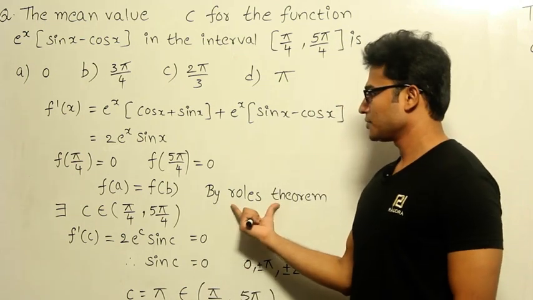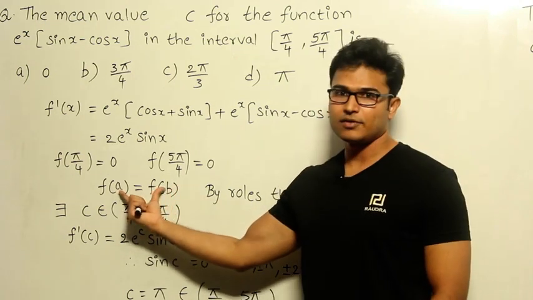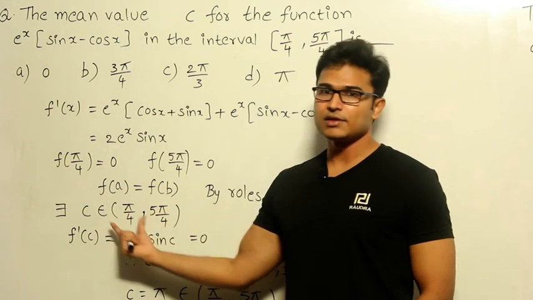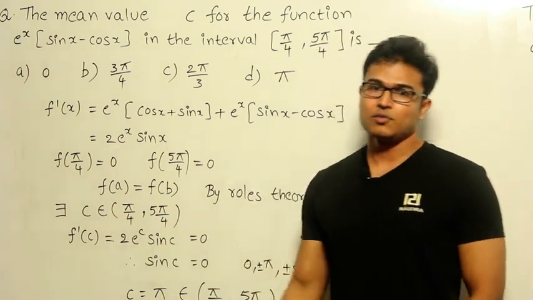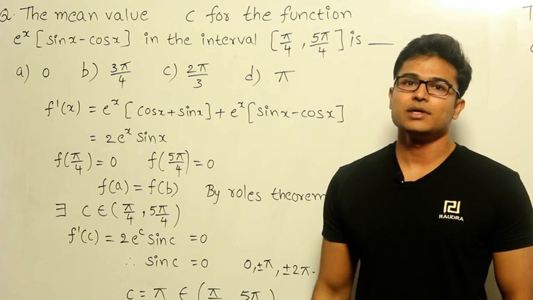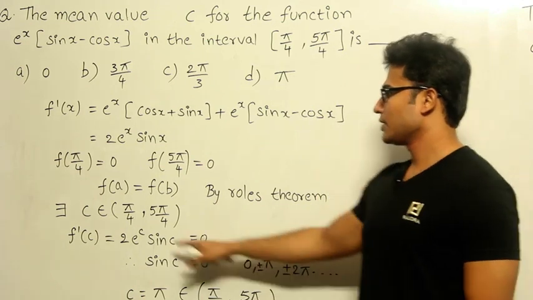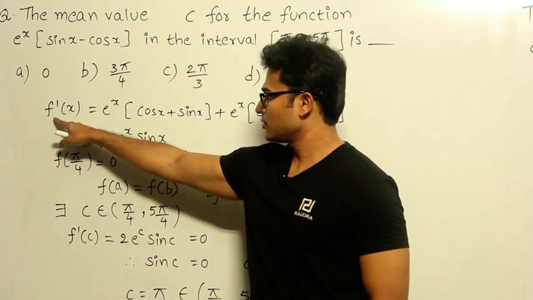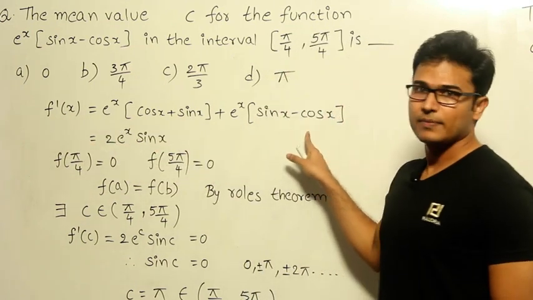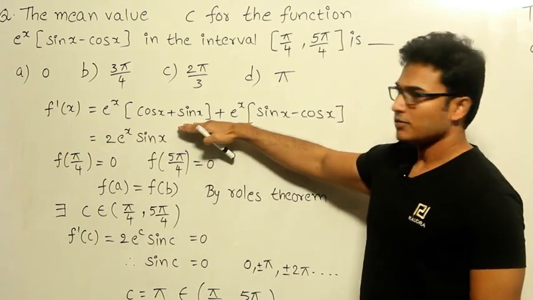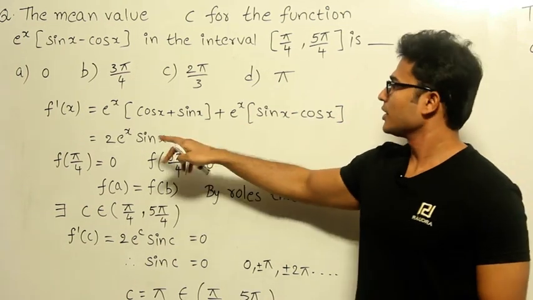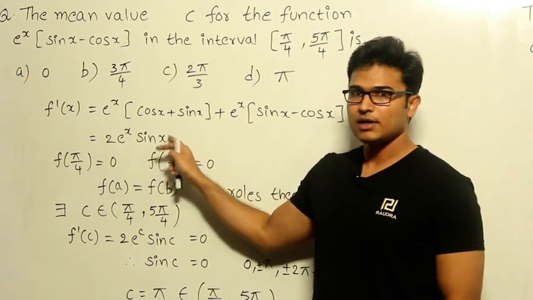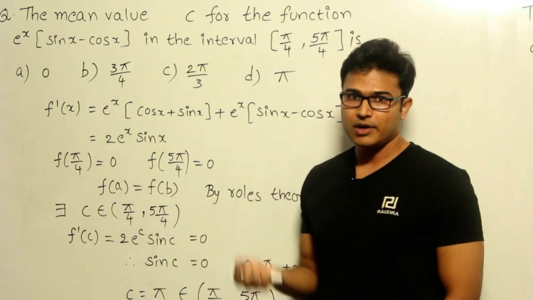So what does Rolle's theorem say? Whenever these two values are equal, there exists a value c in this range in such a way that the slope of the tangent at that point is going to be 0. Now what is the slope of the tangent? We have to find out the first derivative of the function. Now if you find out the first derivative of the function, we get this value, right? Now this value should be equal to 0, right? This is the first derivative of the function, right? This value should be equal to 0 at that point.